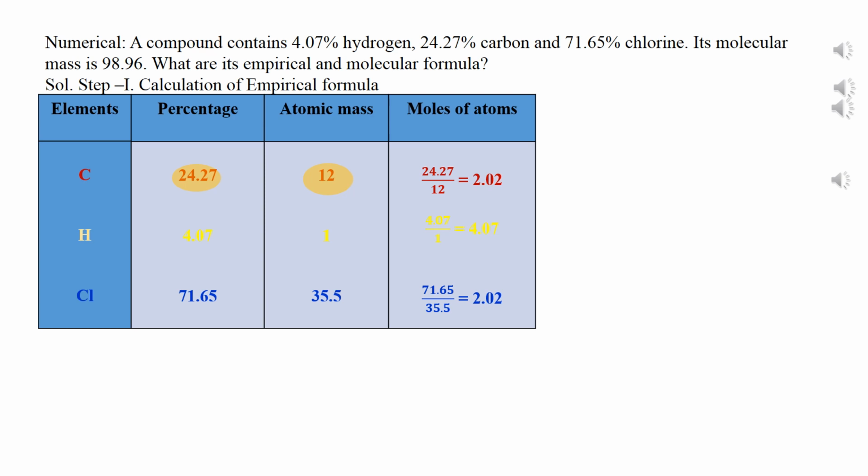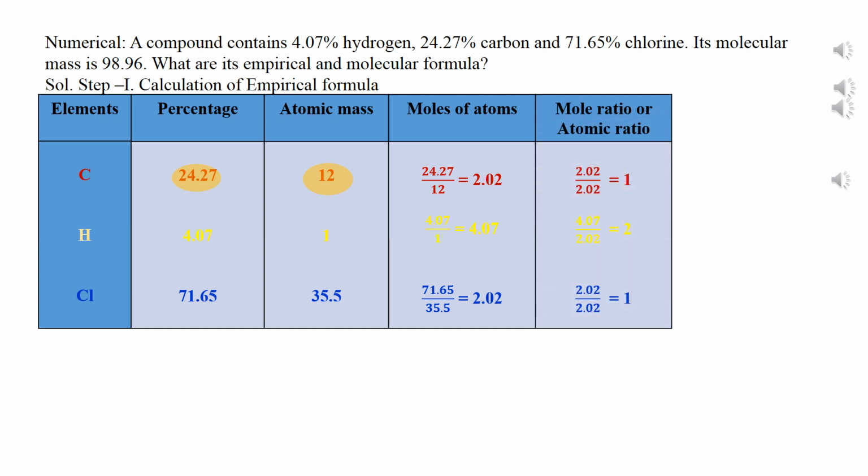So our next step is to find out the mole ratio or atomic ratio of every element in that compound. To find this, divide the result obtained in the previous step by the smallest value among them to get the simplest ratio of various atoms. So in the previous results, the smallest value is 2.02. So we have to divide each value by 2.02.